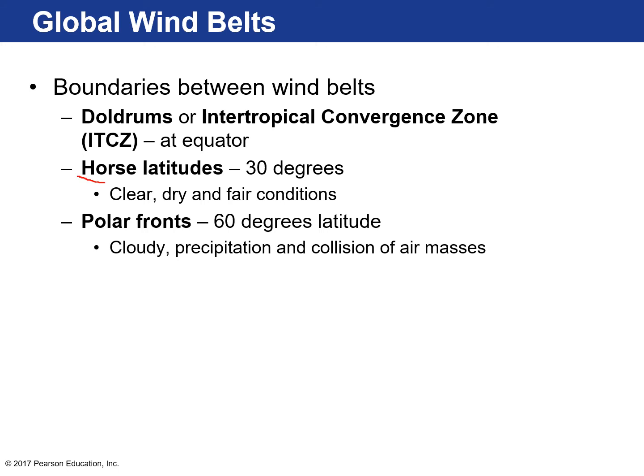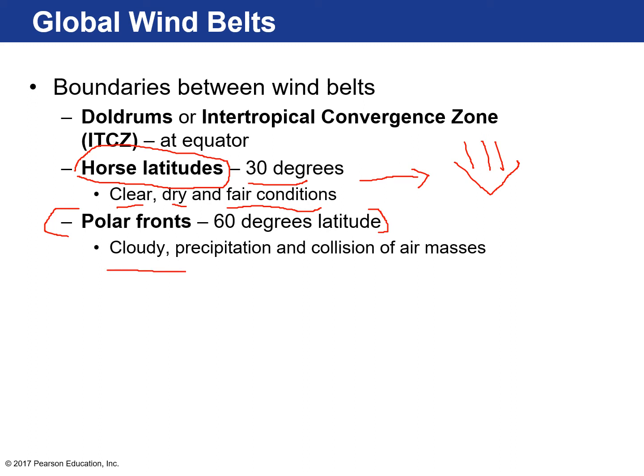The horse latitudes are pretty close to Florida. Typically the weather here is very clear, dry, and fair. Most of the world's deserts are found on the horse latitudes, because the descending cold air from the upper atmosphere has very little moisture, and so that affects local climate. Okay, and then there's the polar front, where you have very cloudy, overcast skies and a lot of precipitation because of colliding air masses. So think of a dreary London with a lot of gray skies and rain, and that's because they're closer to the polar front.